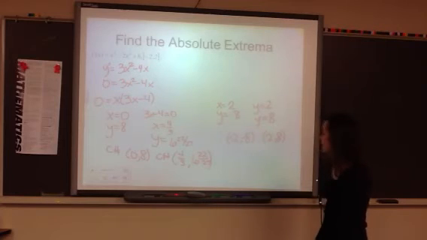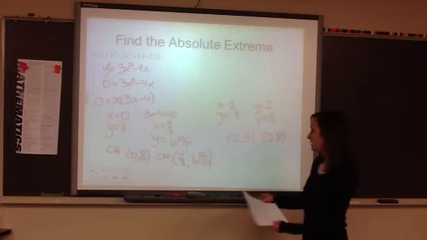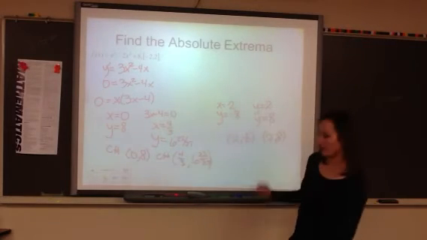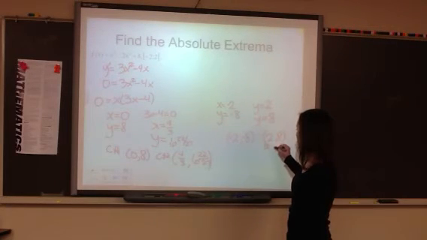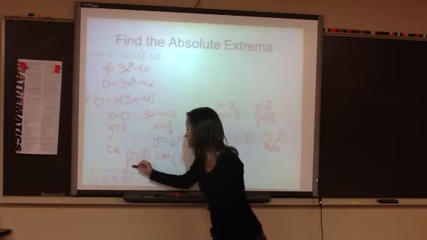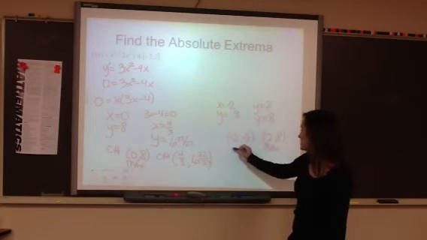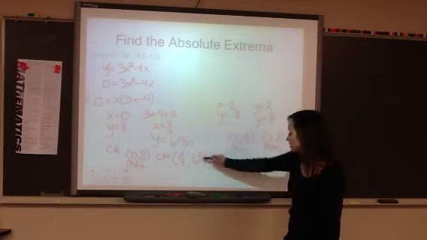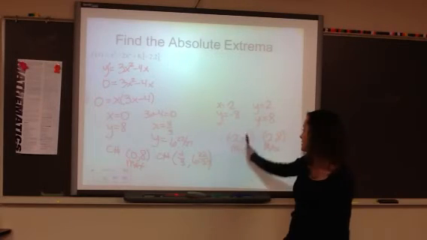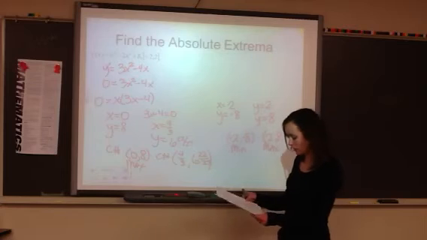So which one has the highest y value? Well, this one and this one both have 8, so we're going to call both of them our maximums. They tied. And our lowest y value would be this one, so it is a minimum. So this one wasn't a minimum because we had that endpoint that was lower.